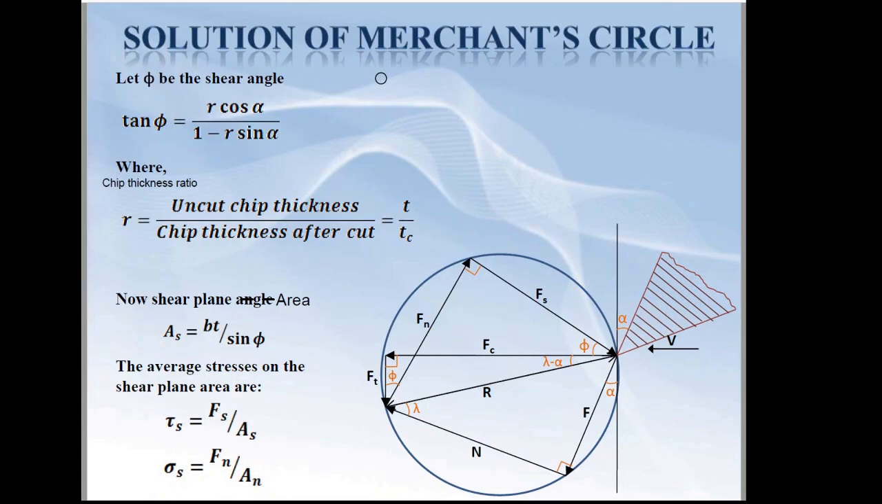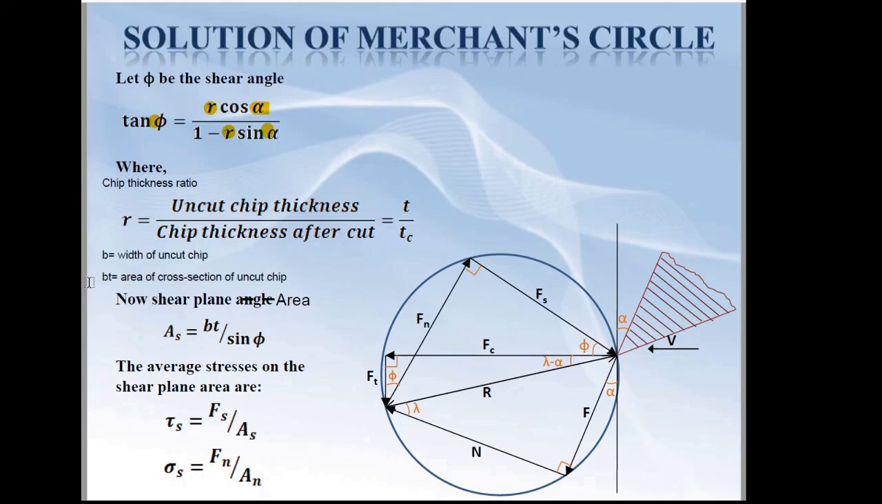Okay, there is an equation for finding the shear plane angle phi. Tan phi is given by r cos alpha divided by 1 minus r sin alpha. You can learn these equations by heart, where r is the chip thickness ratio, which is given by the uncut chip thickness divided by chip thickness after cut, that is t by tc. You know alpha is the rake angle of the tool.